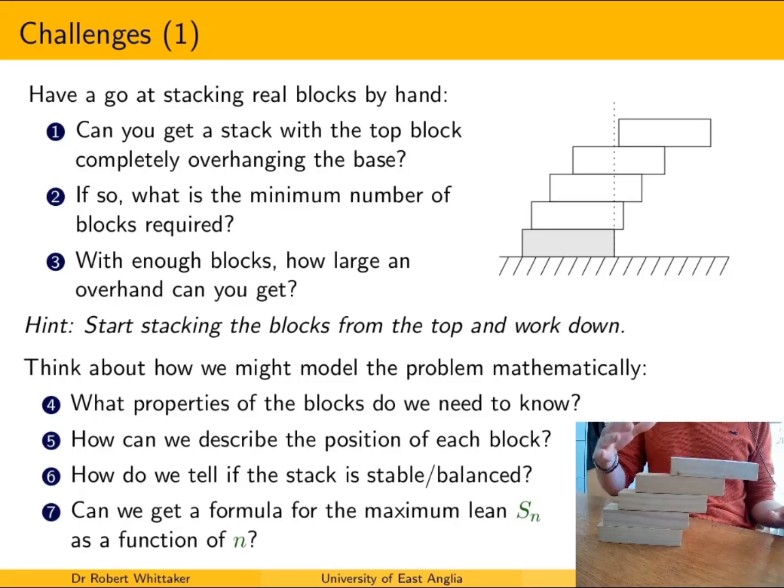We also need a way to tell if the stack of blocks is balanced. So, given the positions of the blocks, how can we tell mathematically if that stack of blocks is going to be stable? And finally, what we'd really like is some sort of formula that gives us the maximum lean or overhang S as a function of the number of blocks n. So can we come up with some sort of formula for Sn?